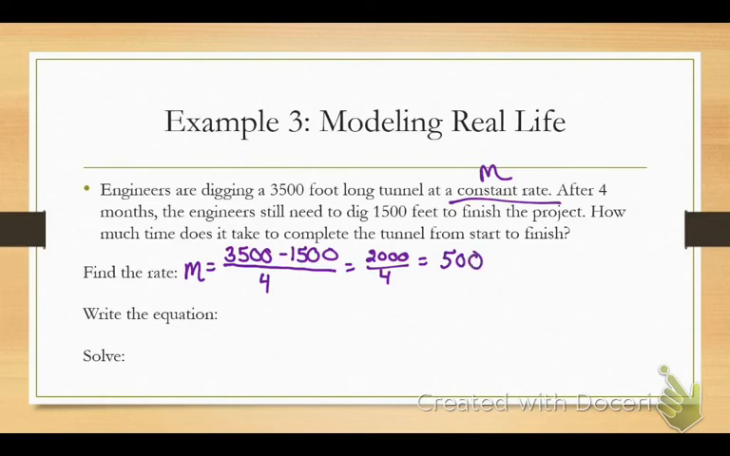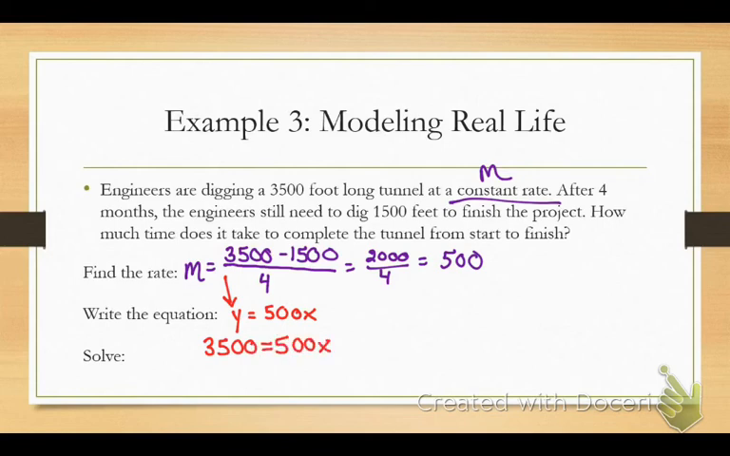Okay? Now, this is the part you guys struggled with on your quiz last week. This is going to be on your quiz this week. Y equals 500x. That's your equation. You found the rate. Y, remember, it's by itself over here because it is my final amount. What is the final amount that must be dug? 3,500. So I'm going to plug in 3,500 for Y equals 500x.